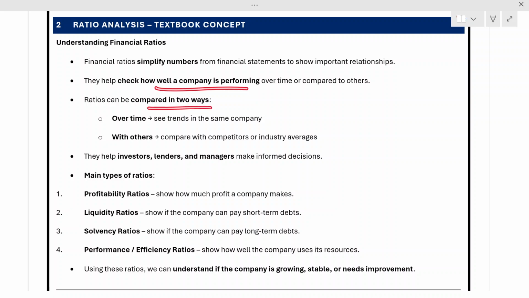And the comparison can be done in two ways. First is over time, that is, for any company, what happened in 2025 versus 2026. Similarly, the comparison can be done with other competitors, just like how Amazon is doing versus how its competitors are doing, like eBay, or Flipkart or other companies. So competitor benchmarking can also be done.